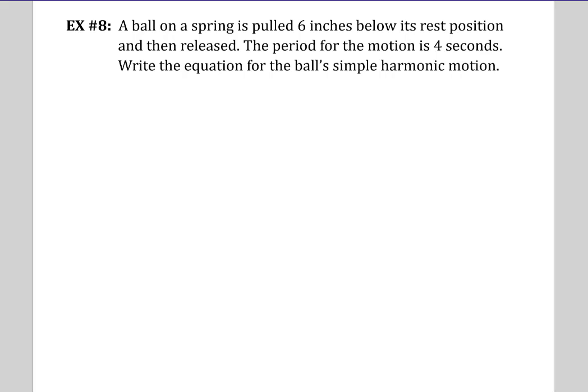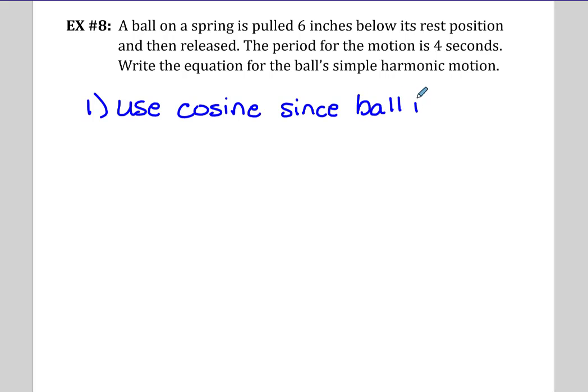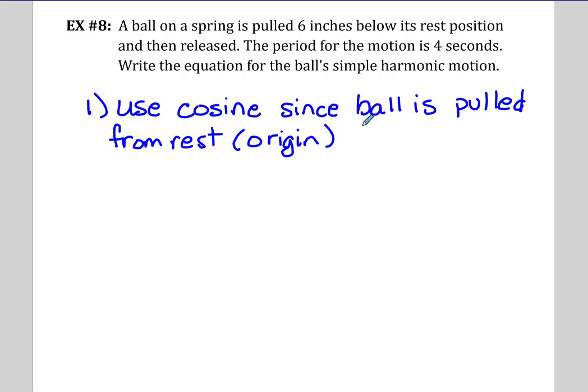And next, a ball on a spring is pulled 6 inches below its rest position. So that tells me right away that we want to use cosine. We'll use the cosine formula since the ball is going to be pulled from rest, and we said rest is the origin. And it's pulled in a downward motion, pulled downward to start. So we know that to begin with.